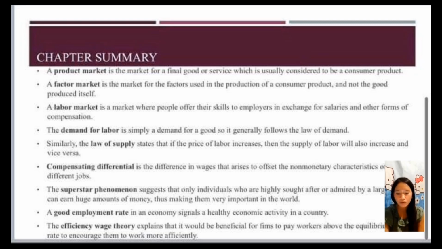Similarly, the law of supply states that if the price of labor increases, then the supply of labor will also increase, and vice versa. And compensating differential is the difference in wage that arises to offset the non-monetary characteristics of different jobs.